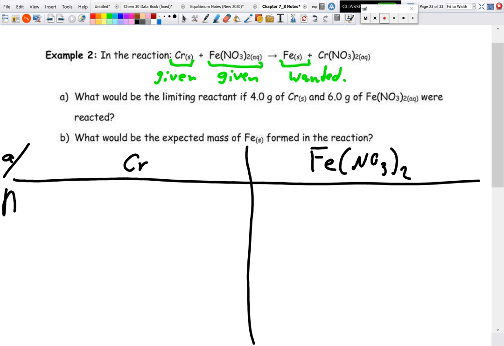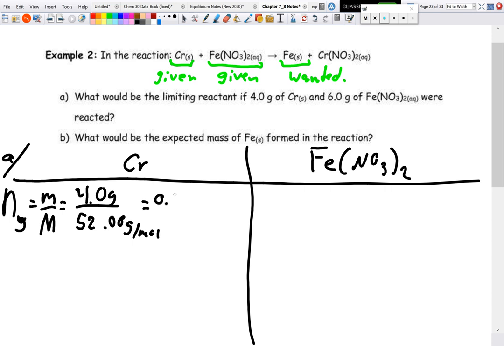So what we have, number of moles of chromium, or given, sorry, given, is mass over molar mass because we are given that. So we have 4.0 grams of chromium over the molar mass of chromium, which is 52.00 grams per mole, and we are left with 0.076923 moles. So that is for chromium.